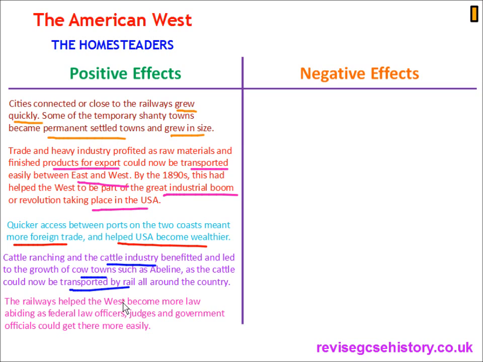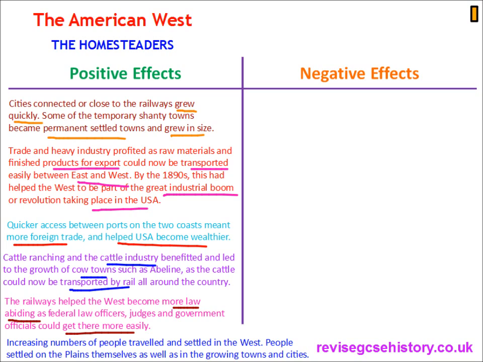The building of the railways also helped the West become more law-abiding, as federal law officers, judges and government officials could get there more easily. So improvement in transport meant it was more law-abiding.